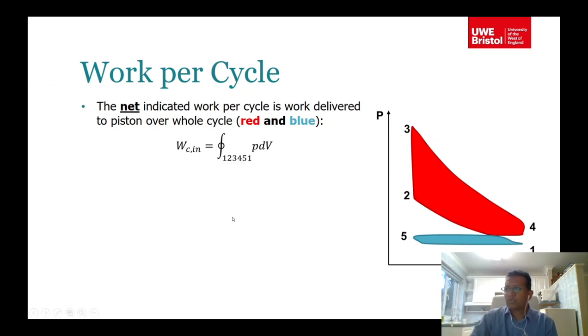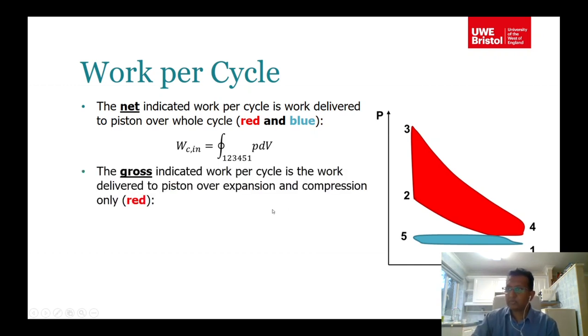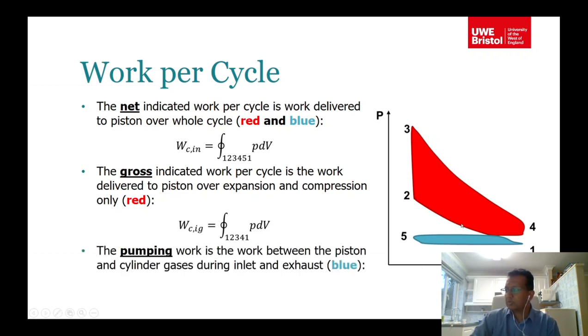Okay. So that would be the integral of P dV, pressure in the volume diagram, the PV diagram. So this is called the gross integrated work per cycle. It is the work delivered to the piston over expansion and compression. So that's the gross. The red area gives you the gross indicated power. Then the pumping work, between 1 and 5 you have the pumping work. So gross indicated work minus the pumping work is actually the net work. Okay.